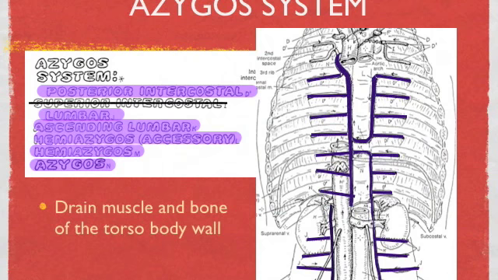So we do have then 3 major systems of veins here. 3 systems of veins that are returning blood to the right atrium of the heart, deoxygenated blood, so that it can then circulate through the lungs, pick up more oxygen, and then be redistributed throughout the body. So these are the major veins of the torso of the body.